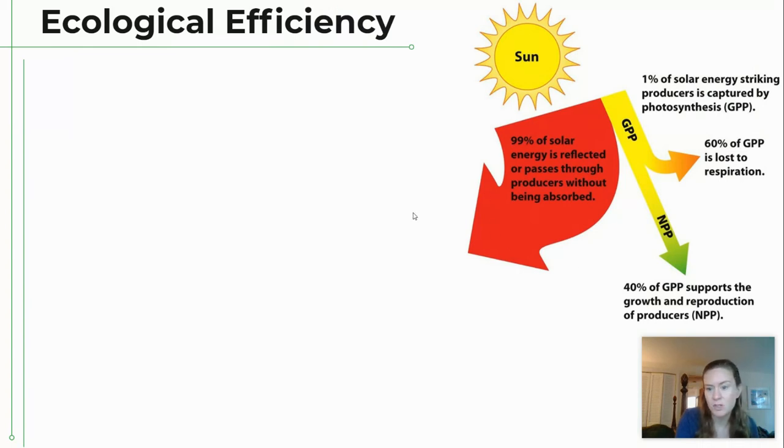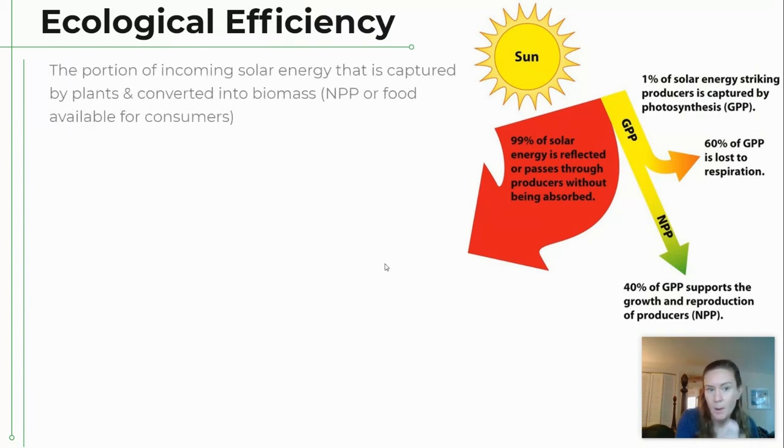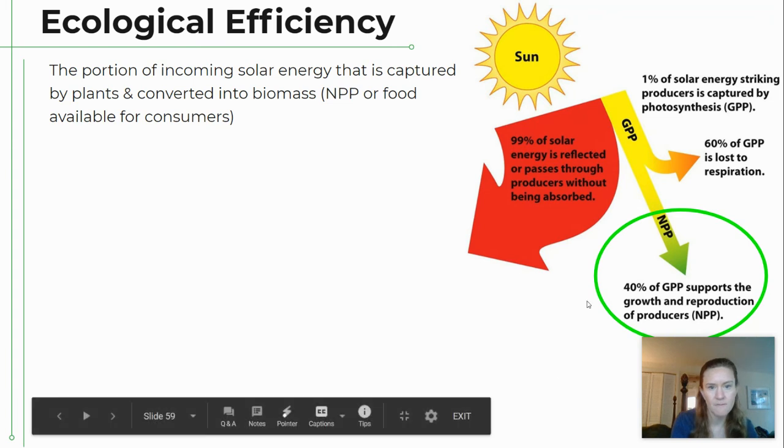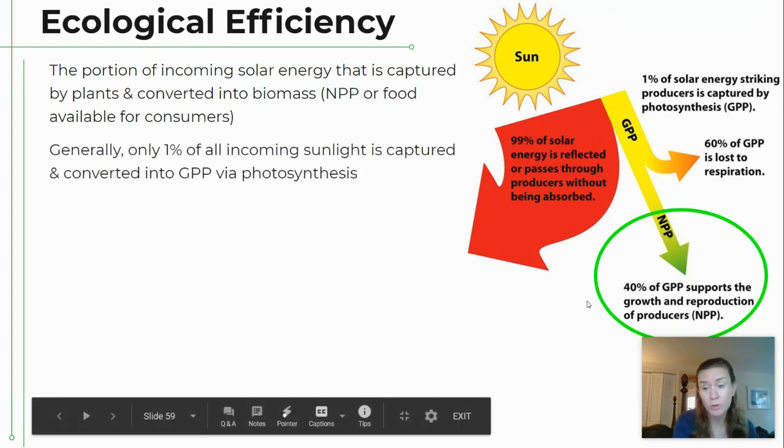I like this picture. This is what I think of. It's from your textbook. So I like how it shows this is the gross, but a lot is lost due to heat in respiration, that energy, and then the net is what's left over, and that actually goes into growing and making seeds. The portion of incoming solar energy that is captured by plants and converted into biomass is the efficiency. So the NPP, or the food available to consumers as you go up the trophic levels.